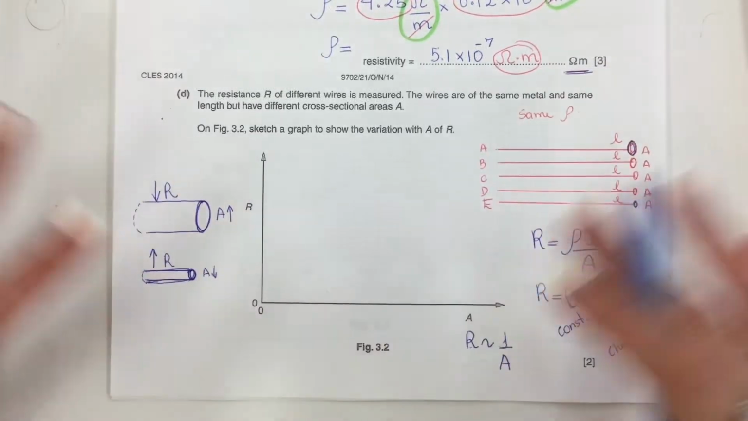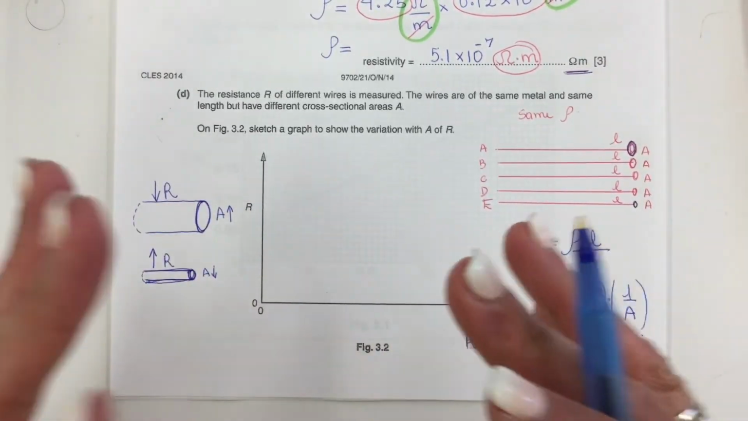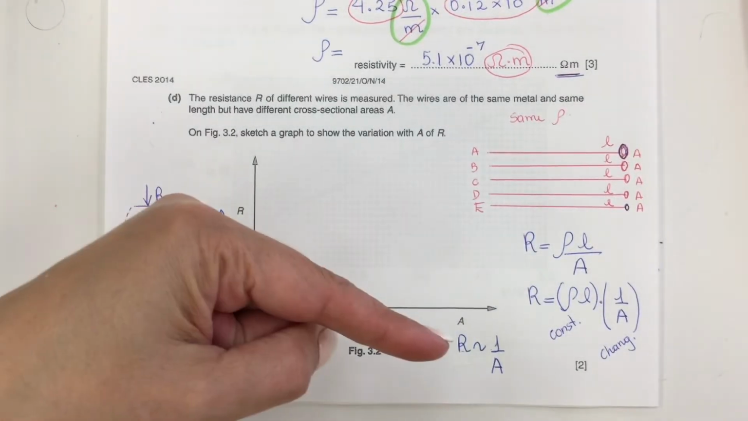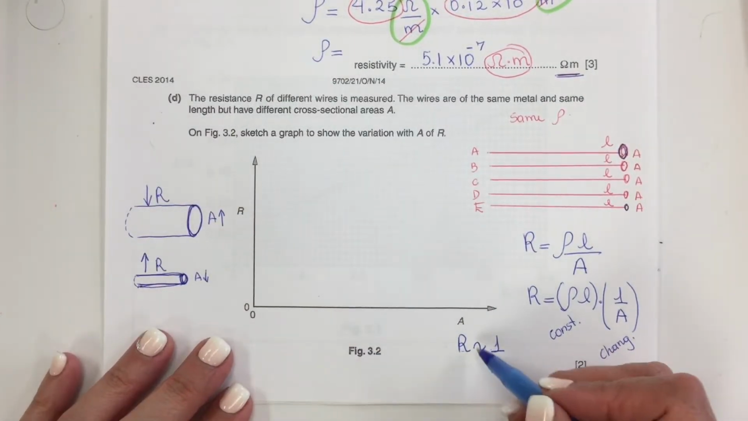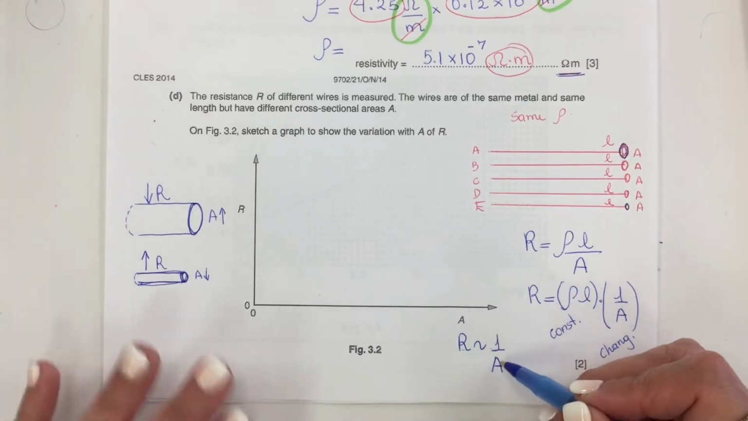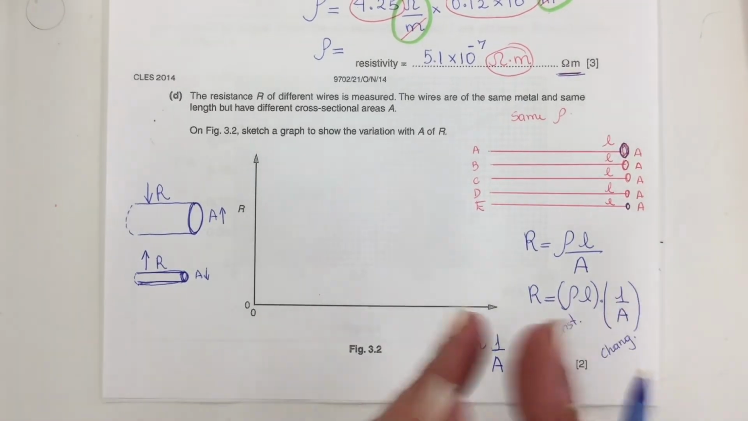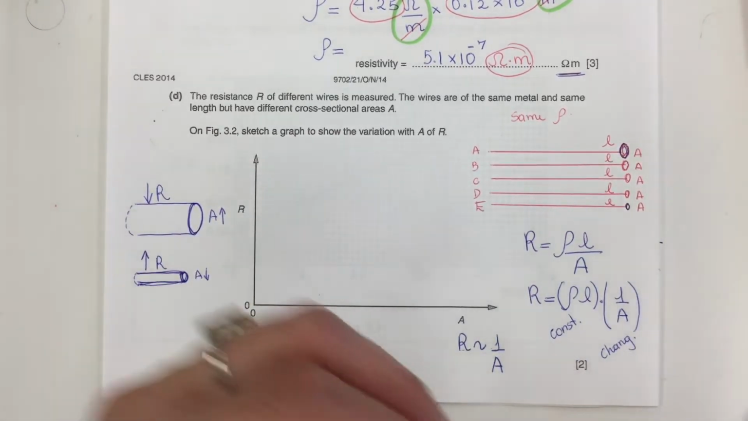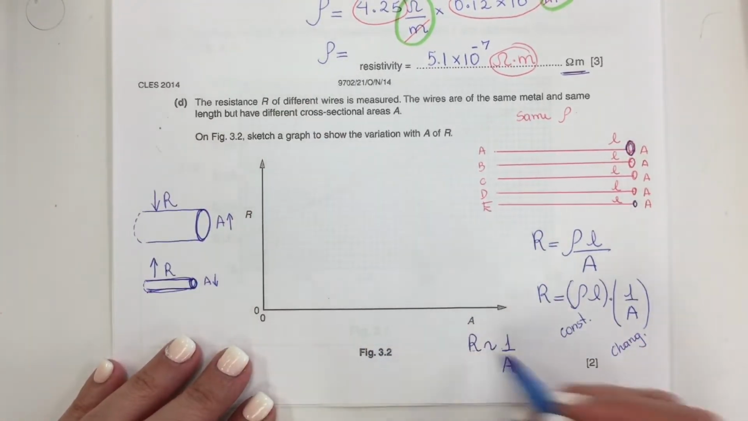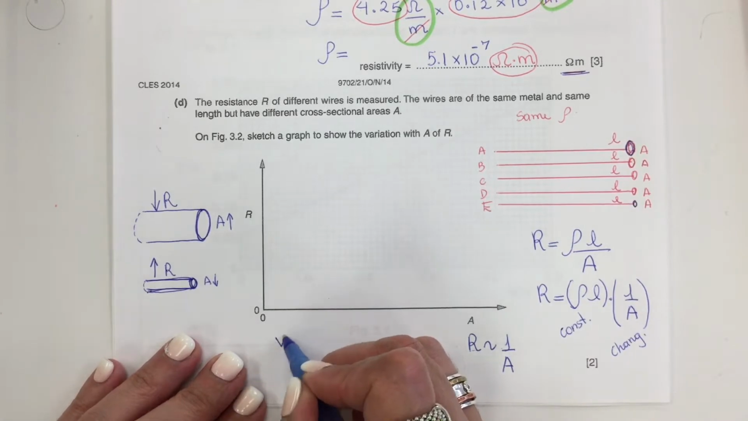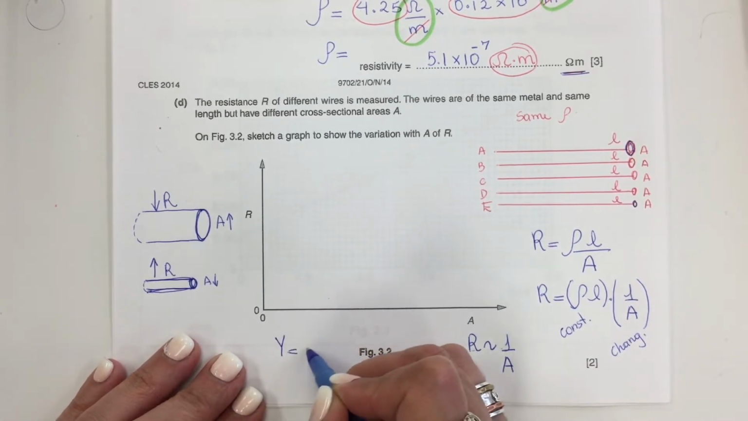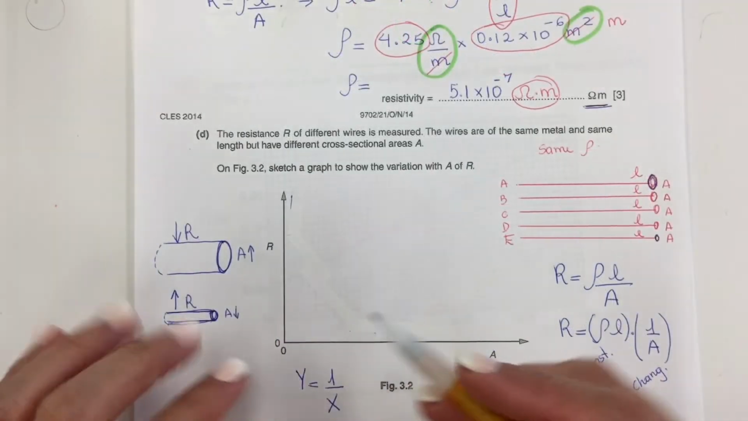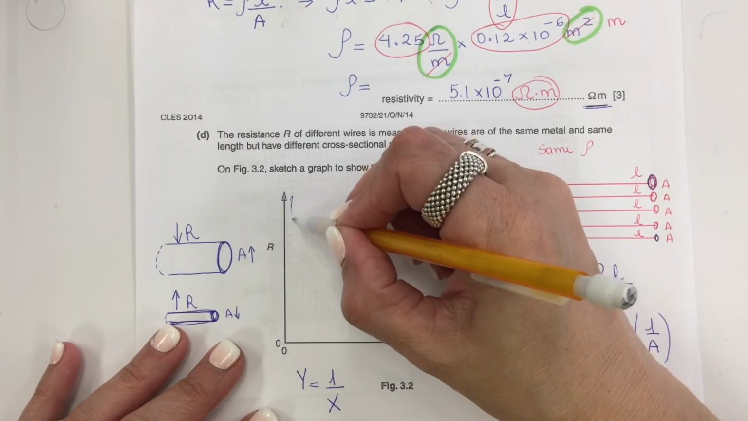So how do we translate all this into a graph? Hint, look at this equation. R is inversely proportional to a variable. So if we want to translate it into a graph equation, that is the same as y is 1 over x. So this graph should look like this.